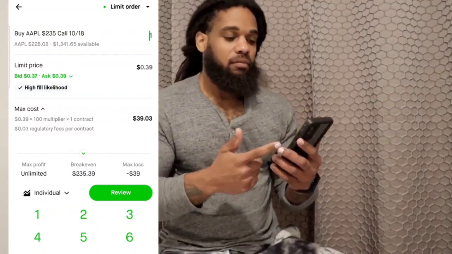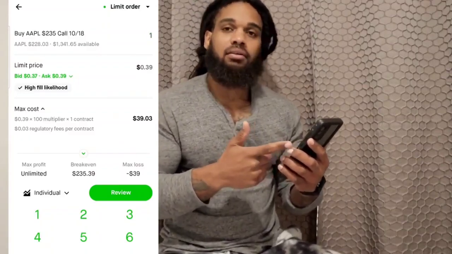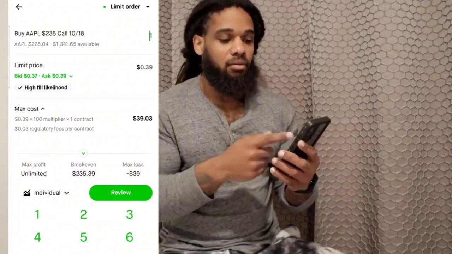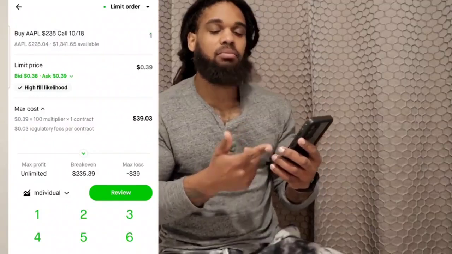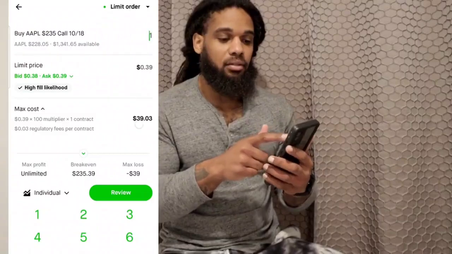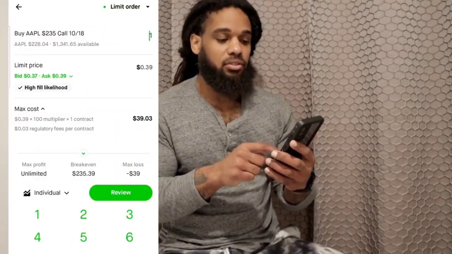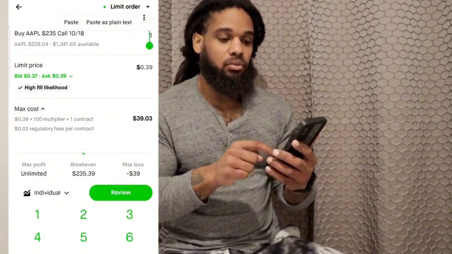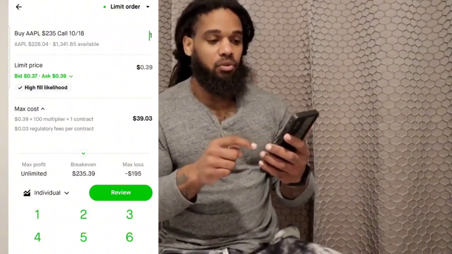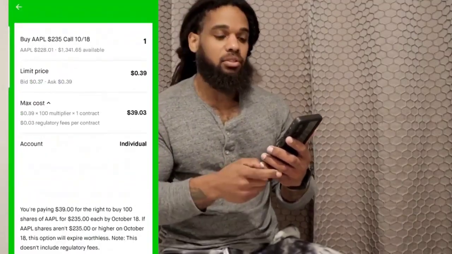So for this specific example, it will be 39 cents times 100, which would be $39. And then Robinhood has a regulatory fee, so you may see the fee as well. Once you do that, you can put the number of contracts you want, 1, 2, 3, 4, 5, or so on, and then you press review and swipe up, and it's going to get you into that option.